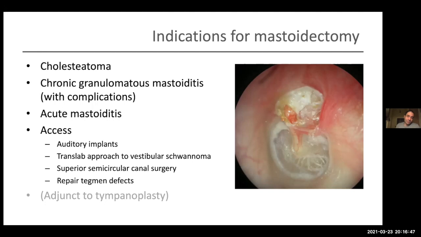We only have retrospective data on that, and the retrospective data do not show any real evidence of benefit from this approach, but I'm not saying it's wrong. It may be that in certain cases, certainly mastoidectomy does seem to help with the success of tympanoplasty. We just don't have evidence that that is truly the case.